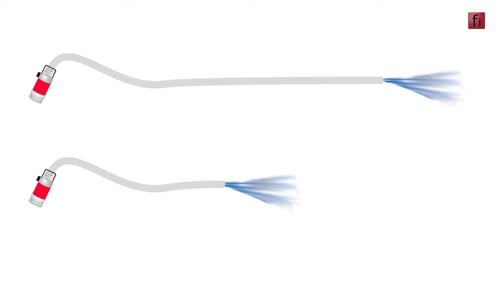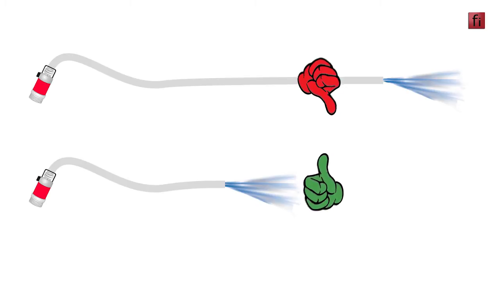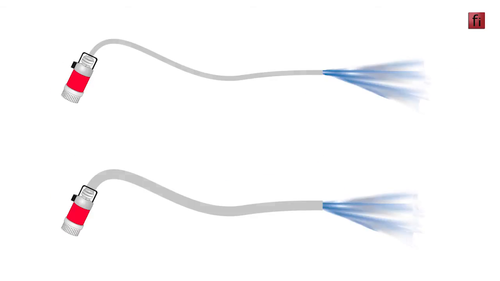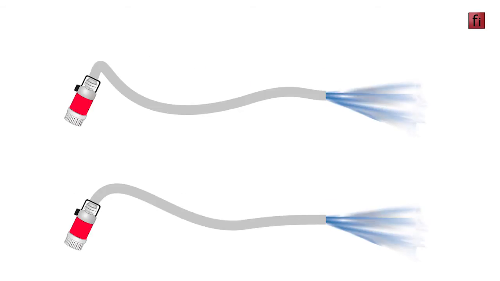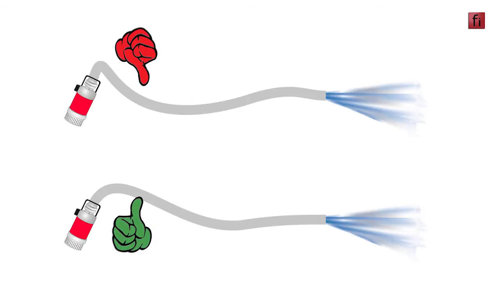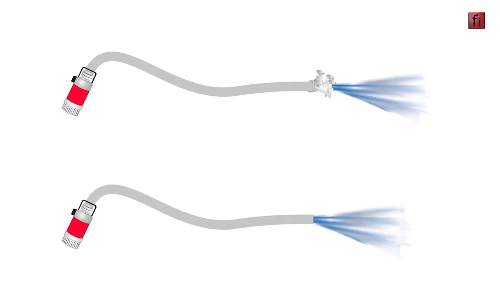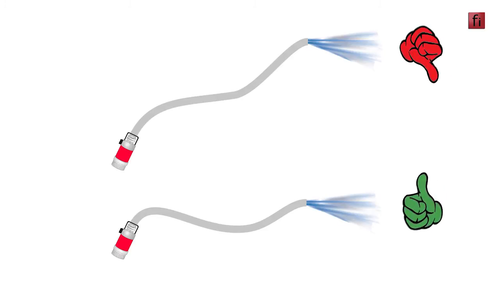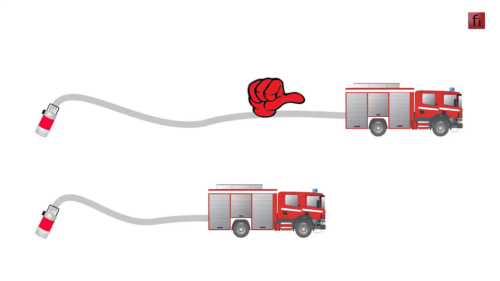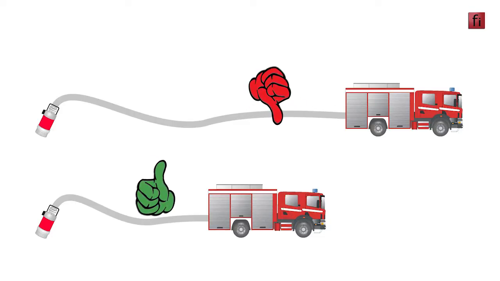So we should try to achieve the following. Reduce the number of hoses. Use large diameter hoses. Try to avoid buckled hoses. Avoid also valves and instruments. Try to reduce difference in height. And try to position additional pumps as close as possible.